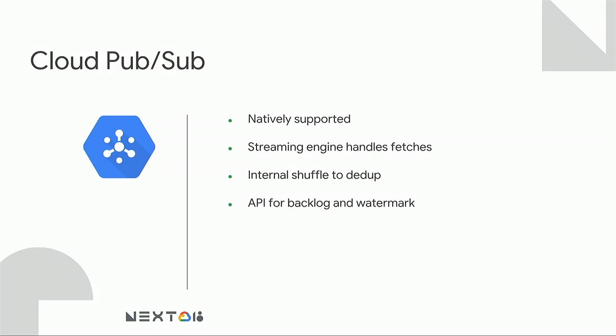So I mentioned Cloud PubSub. Cloud PubSub is natively supported by our streaming engine. And there is an API, currently an internal API, that we use to measure the backlog and the watermark for Cloud PubSub, although this backlog API is also available via Stackdriver. You can go to Stackdriver and add an oldest unacked metric to monitor the backlog for your PubSub topic.